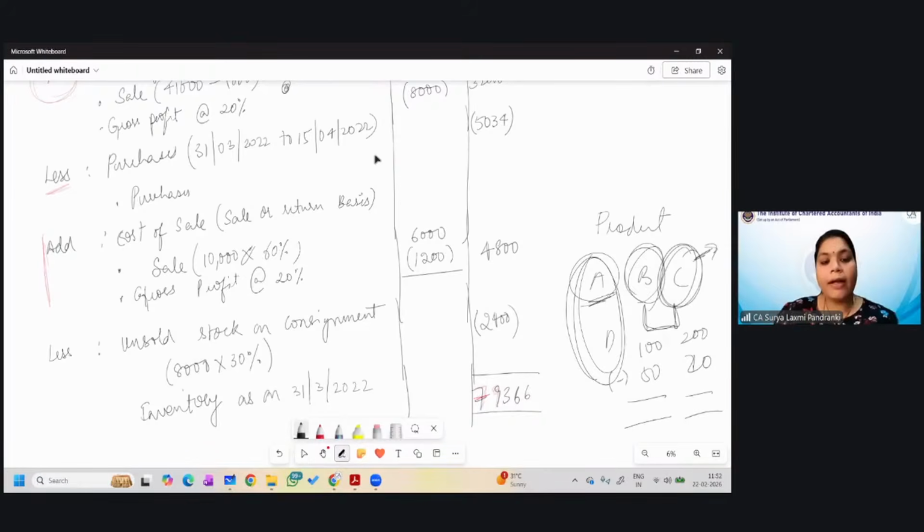Since we're going back, we don't know the stock as on 15th April. We will have to calculate the stock as on 31st March, but we don't know the value on 31st March. We only know it on 15th April. So you're going back, meaning you have to add back your sales. Why are we adding sales? Because they are not your sales. And why are we removing purchases? Because they are not your purchases.